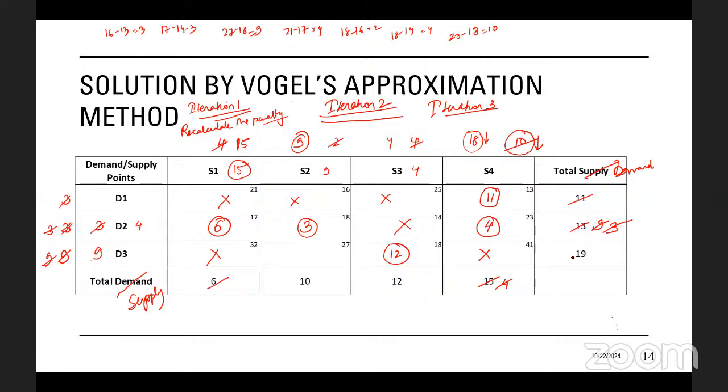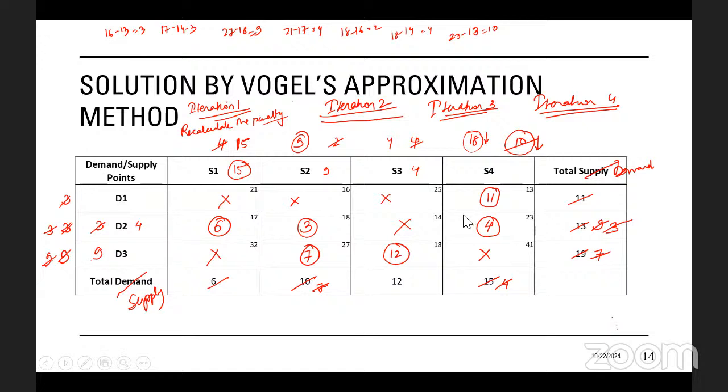What will happen? 7 will be left, and similarly 7 is left here also in the S2 constraint. So we'll put 7 over here. So we have made the allocations by Vogel's approximation method. This is after iteration 4. So 4 iterations we had to do to complete Vogel's approximation method, where we have now completed the allocation of the goods from the different demand points to the supply.